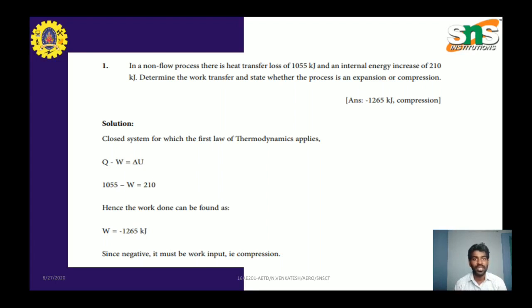Hence we substitute these values in the first law of thermodynamics equation, Q minus W is equal to del U. We get the answer W is equal to minus 1265 kilojoule. Since it is negative, it must be a work input, so the process is a compression. From this problem, finally we find the work done value and whether the process is expansion or compression. This is the application of the first law of thermodynamics. Next, we will look at the second problem.